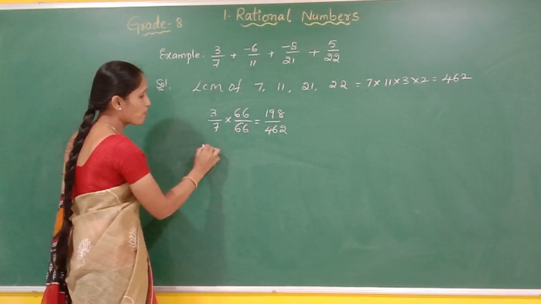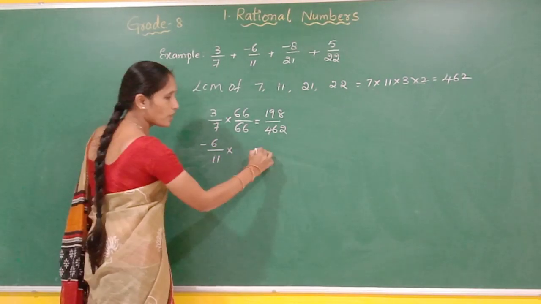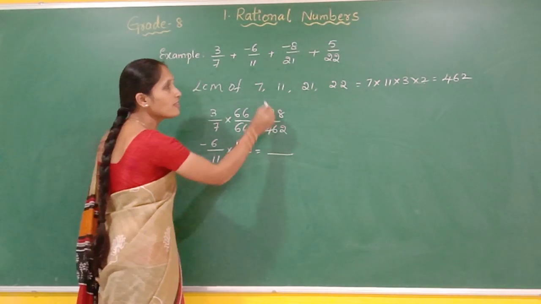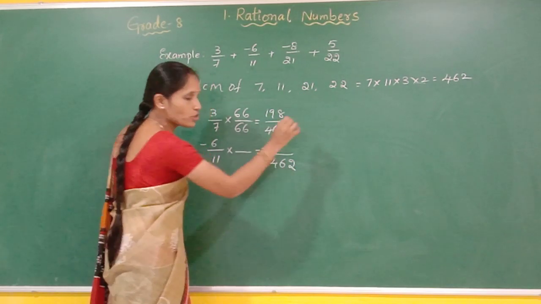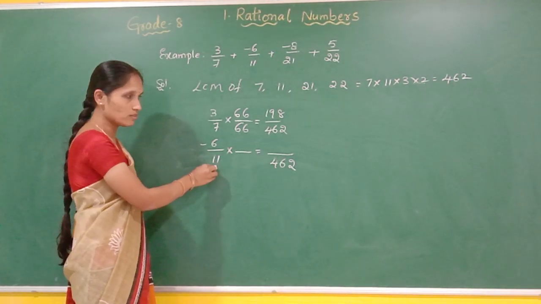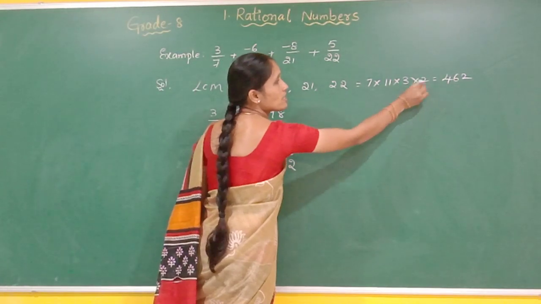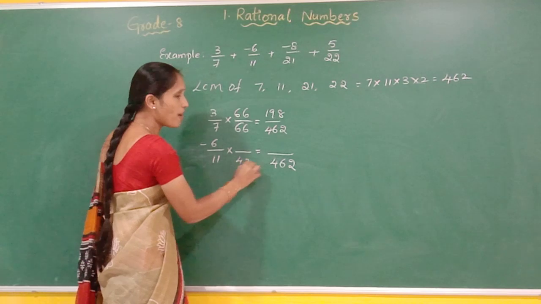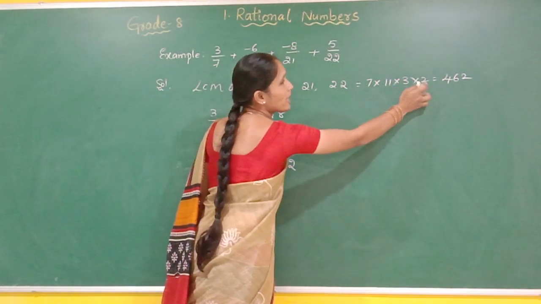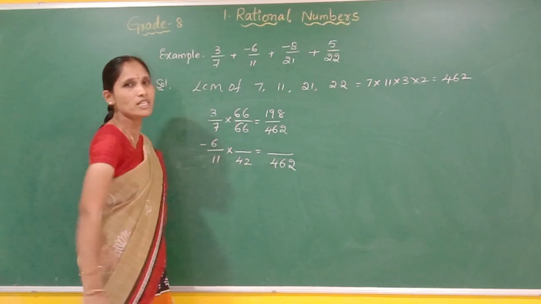The next one is -6/11 equal to what? What is the denominator here? It is nothing but the LCM, that is 462. Now tell me children, by what number should we multiply 11 to get 462? 7 into 3 into 6 is 21, into 2 is 42. The remaining numbers, except 11, we will take here. By 42 we can multiply and get 462.